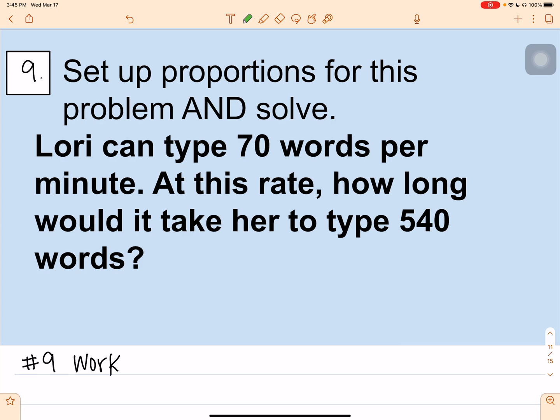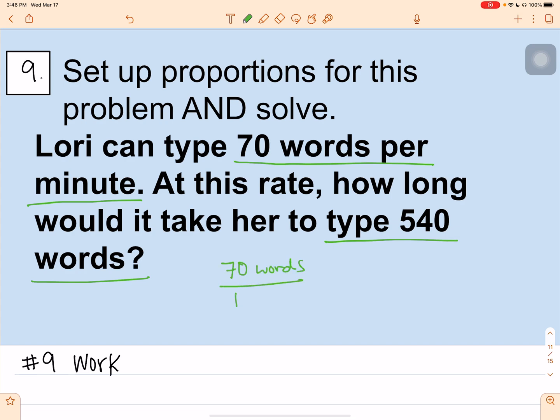So this one says set up proportions for this problem and solve. So we have Lori can type 70 words per minute. At this rate, how long would it take her to type 540 words? Well, we can set this up as a proportion. So we know Lori can type 70 words in 1 minute. We want to know at that rate, how long would it take her to type 540 words? We don't know how long, so right there we're going to put an X, because that's where the minutes line up. The minutes line up down here, the words line up here, okay?